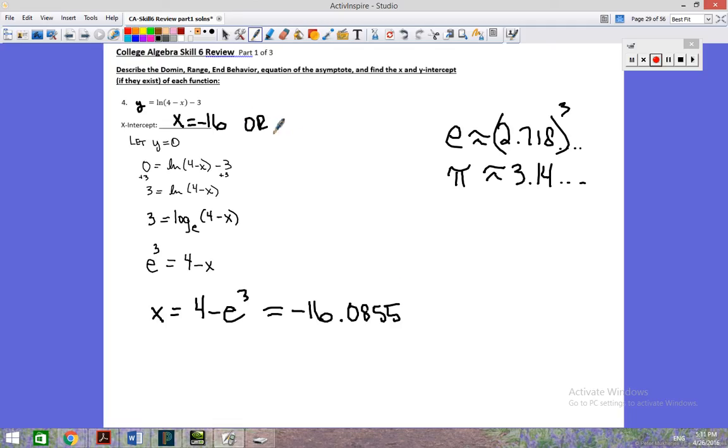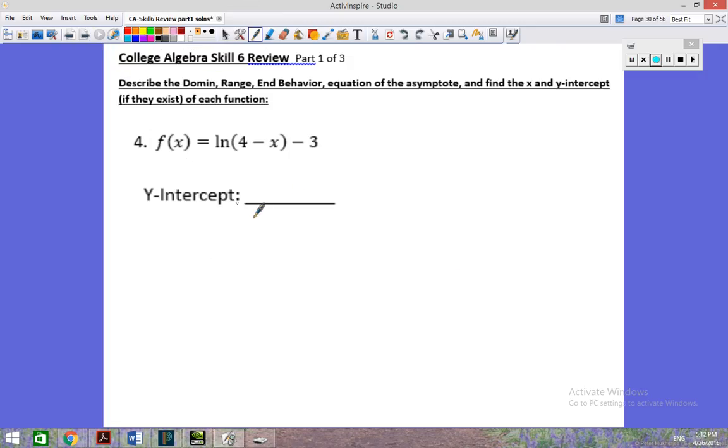Now some students, and I think this is sometimes a smart idea, instead of writing x equals negative 16, give the coordinates of where you are on the x-axis. Alright, so there's the x-intercept for that. For the y-intercept, you let x equal 0.